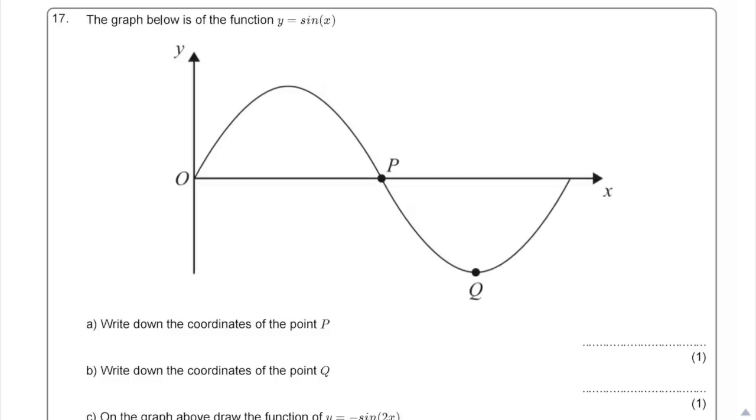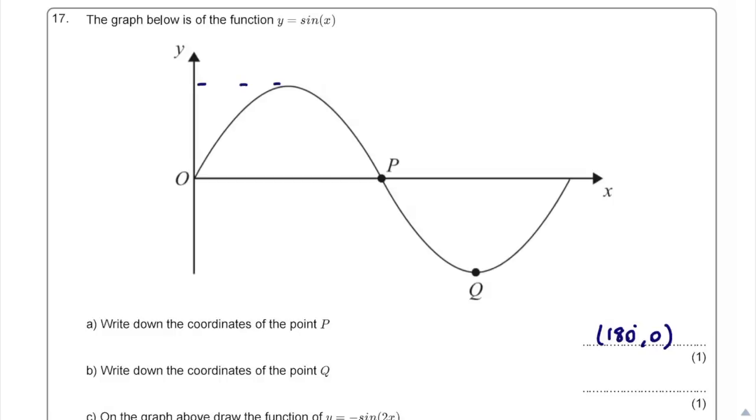Question 17, the graph below is of the function y equals sine x. Part A says write down the coordinates of the point P. So we should know that the sine curve for one complete oscillation is going to be between 0 and 360 degrees. So the second point at which it intersects the x-axis, at that point P, we're going to have an x-coordinate of 180 degrees and then a y-coordinate of 0. And then part B says write down the coordinates of the point Q.